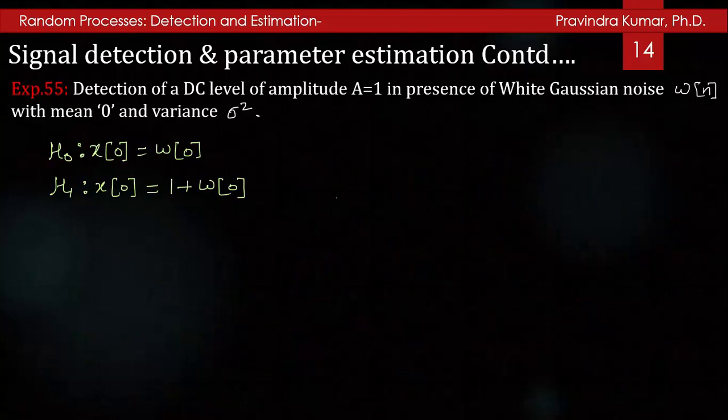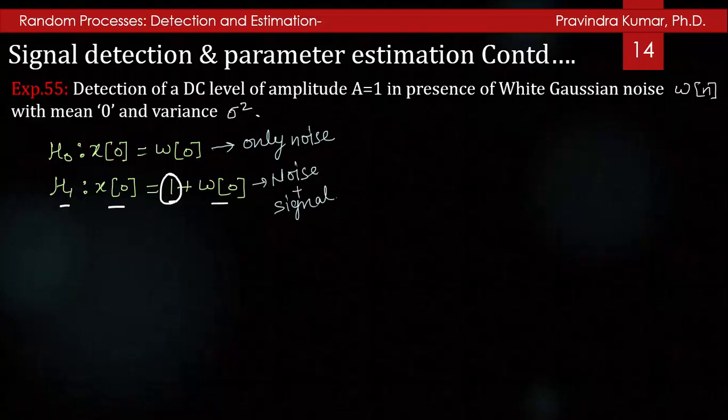So here you can see hypothesis H0 corresponds to x0 equal to omega naught, and hypothesis H1 corresponds to x0 equal to 1 plus omega naught. In this case, the DC level is present in the noise. So we have to decide: this is only noise, and this is noise plus signal.